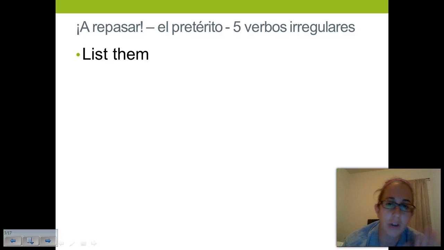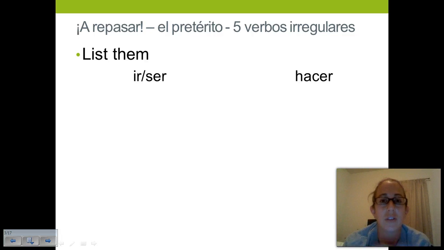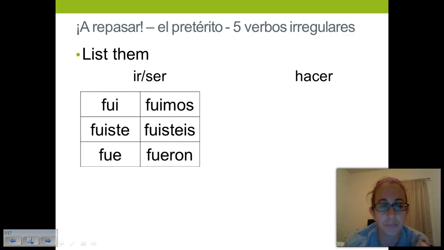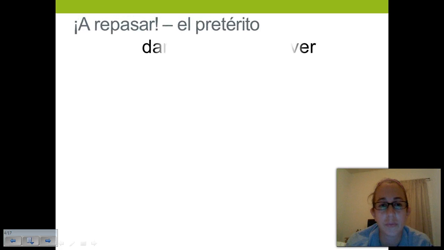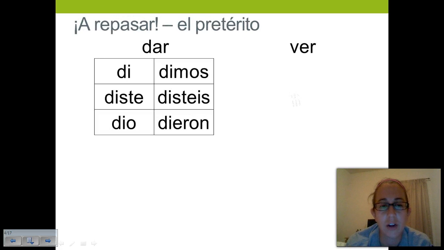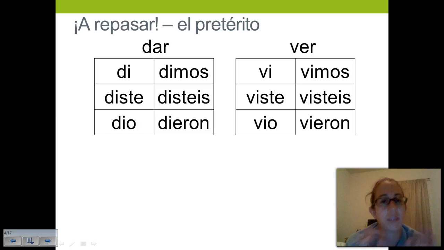Okay, back on track, our 5 irregulars. First of all, remember, ir and ser both have the same conjugations. Fui, fuiste, fue, fuimos, fuisteis, fueron. And then our verb hacer. Remember, hacer in the él, ella, and usted form changes from a c to a z to keep the same sound. And then our other 2, dar and ver. Remember, these are the same because they have the same endings, just the first letter is different.